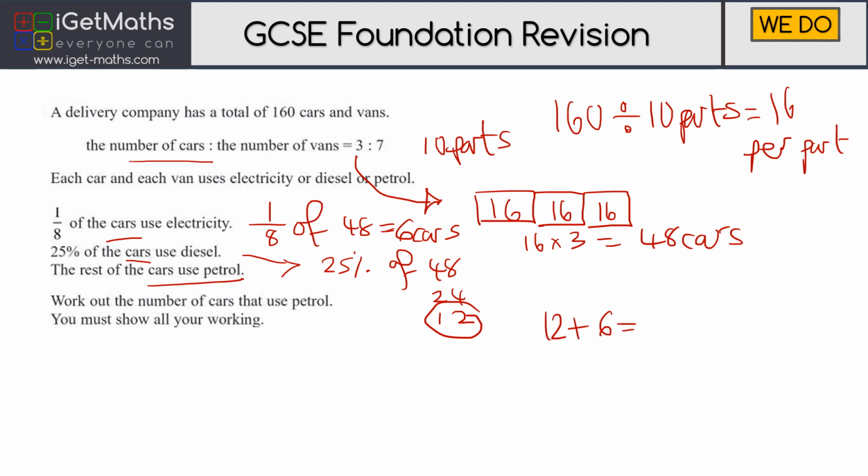That gives us 18 cars, meaning the remainder of the cars would use petrol. So we've got 48 minus 18. 8 take away 8 is 0. 4 take away 1 is 3. So that should be 30 cars use petrol.